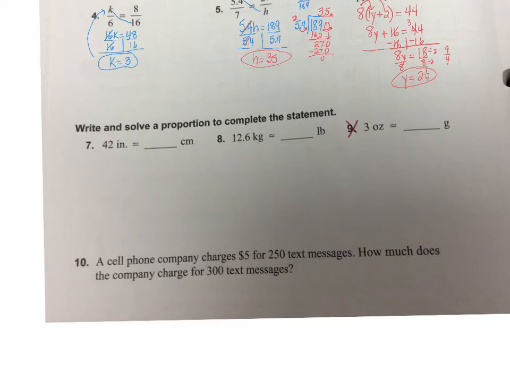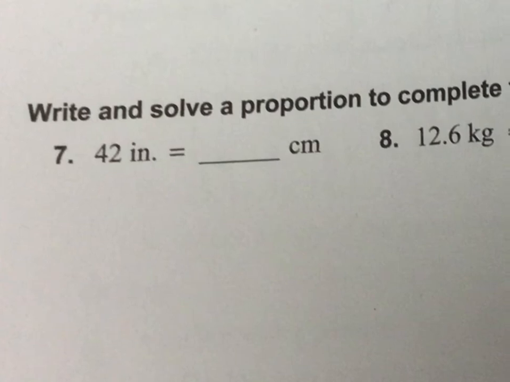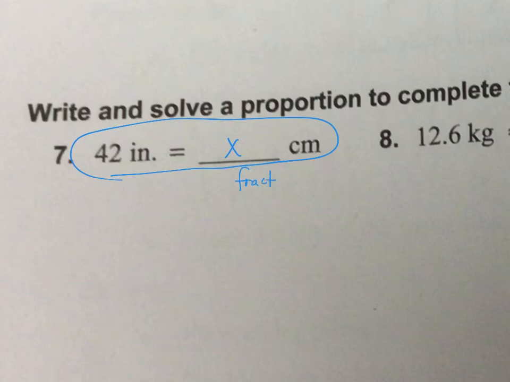All right, on number 7 and 8, you guys need to use the reference sheet, okay? Anytime they ask you to do a problem like this, what I want you to do is put 42 inches equals X centimeters. And we have done these on our bell work. So what we're going to do is write this as a fraction, okay? And remember, we got to be consistent. So we have 42 inches over X centimeters. If I have inches over centimeters, it has to equal, you got it, inches over centimeters, okay?